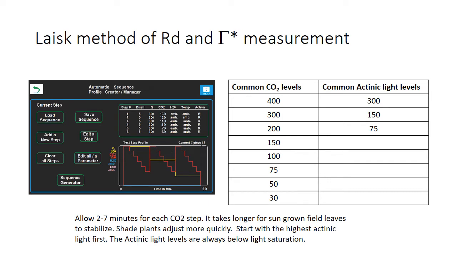These are the common steps for making a LASIK protocol. You're going to have a range of CO2 levels from ambient down to low levels, and you're going to have light levels that are in the right-hand column. Each step should be 2 to 7 minutes for each CO2 level. It takes longer for sun-grown leaves to stabilize. Shade plants adjust more quickly. You start with the highest actinic light level first, and the actinic light levels are always below light saturation.